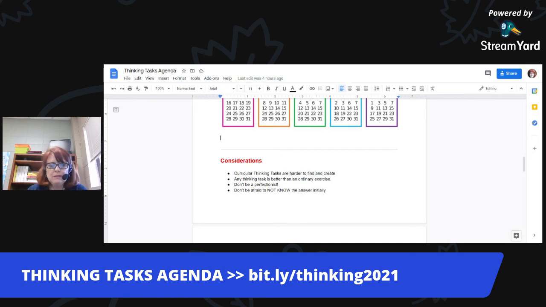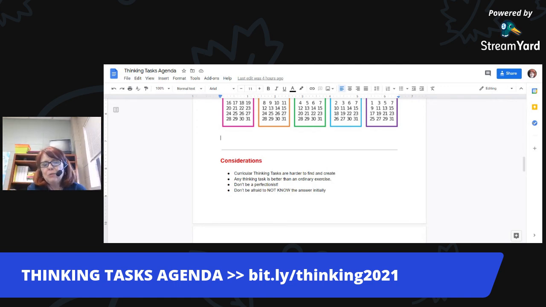But just know this, any thinking task, even if it's mediocre, is still better than an ordinary exercise. So do not be a perfectionist. Do not wait to get started until you have the most perfect curriculum in place, because guess what? There's no such thing. You'll get it closer, but you're never going to get it perfect. Take what you've got, add in another thinking task, and continue to get better. And each year you grow, and each year you realize, that wasn't really a thinking task. I'm going to take it out.